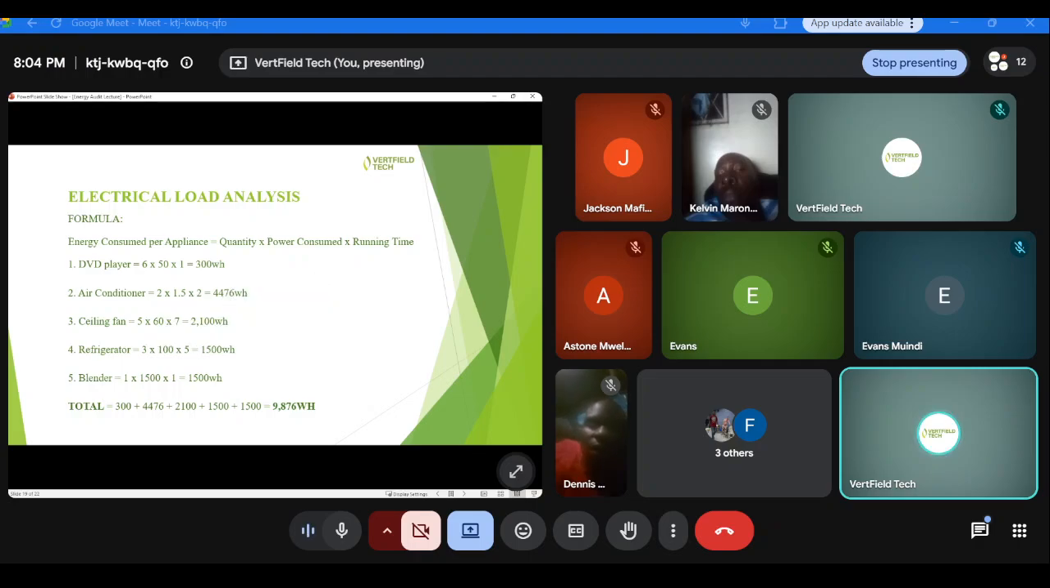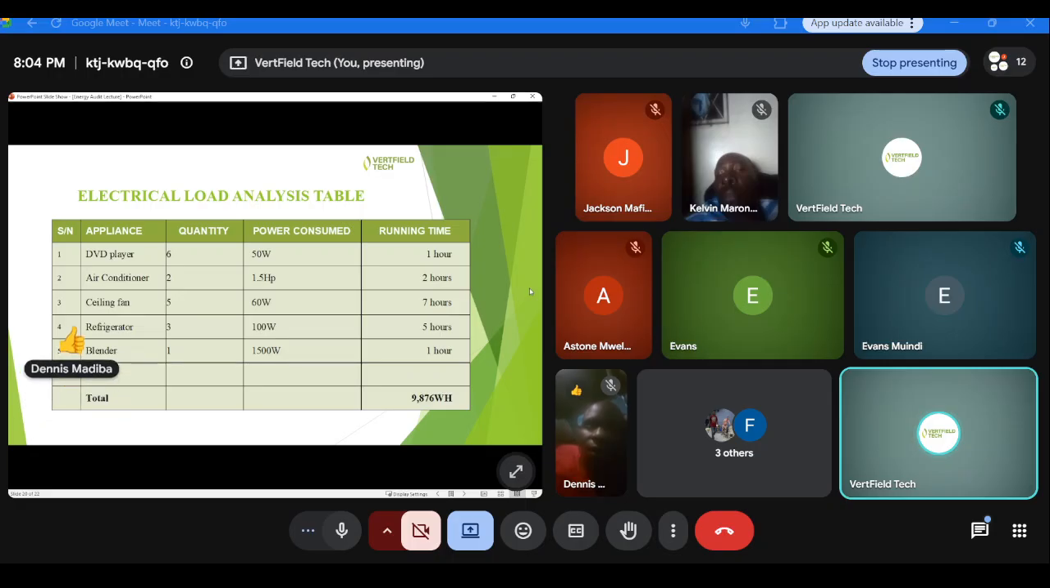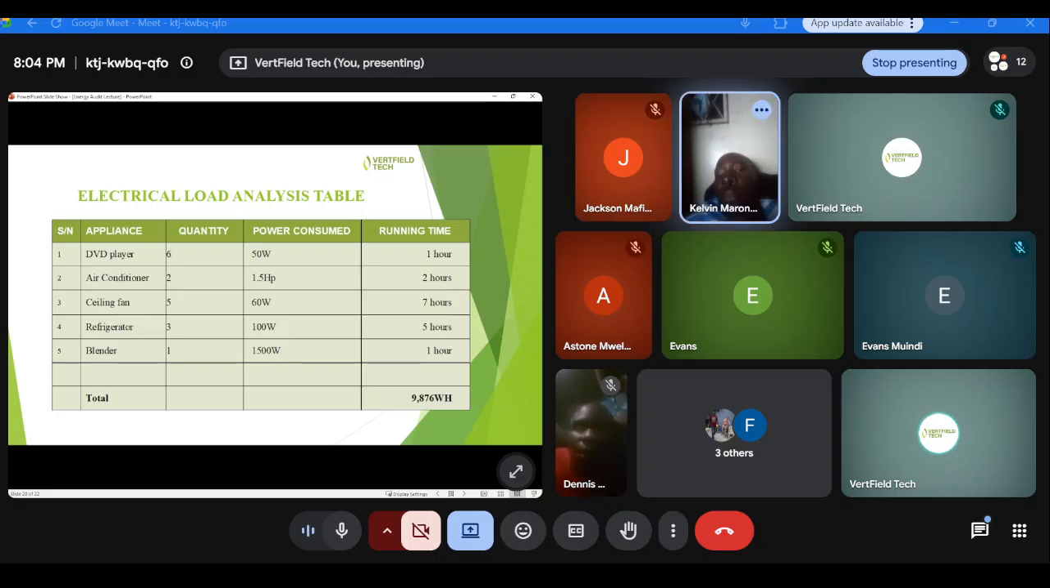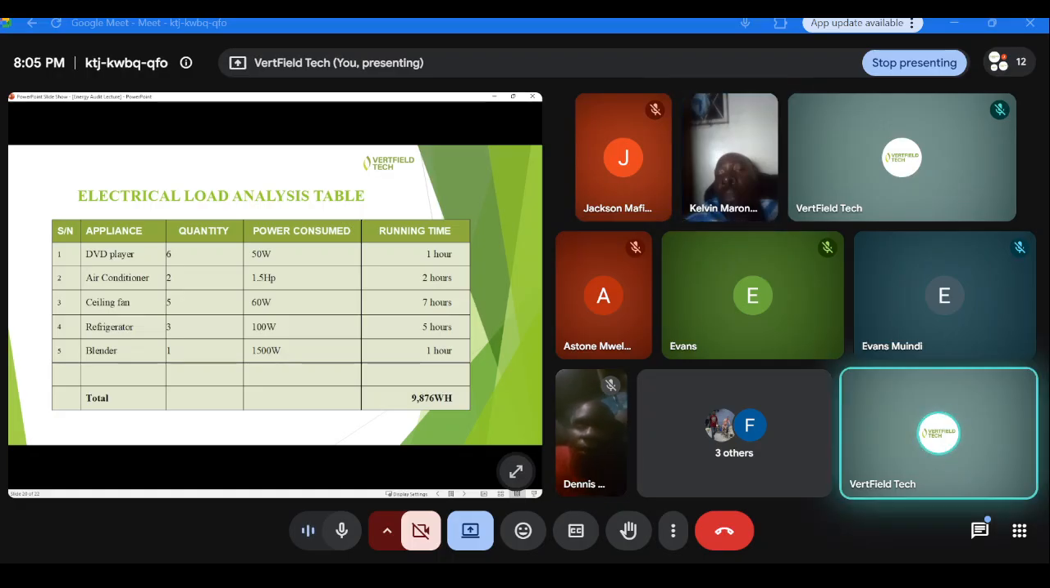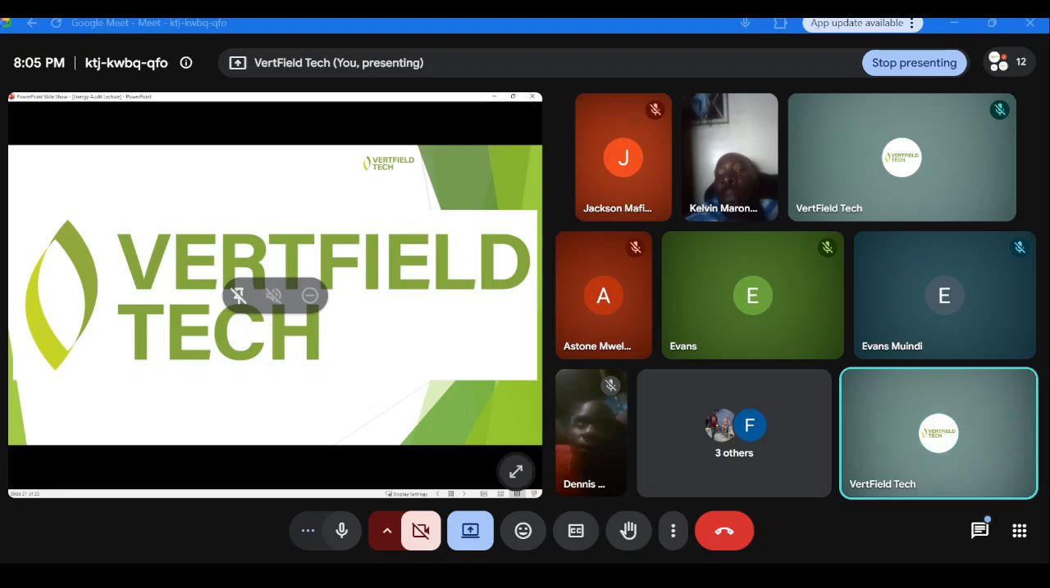Okay, so finally, thank you, Mr. Dennis. Finally, this is now a complete table of electrical load analysis. So which means we have a total of 9,876 watt hour. And that completes the study on electrical load. It's now time for questions.